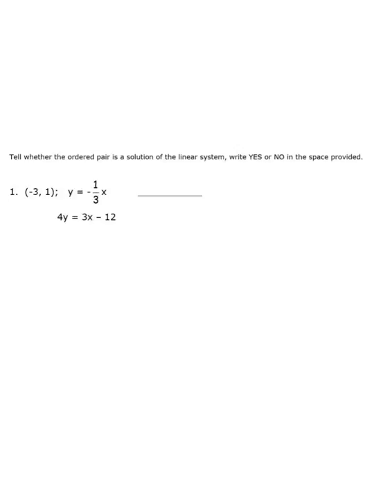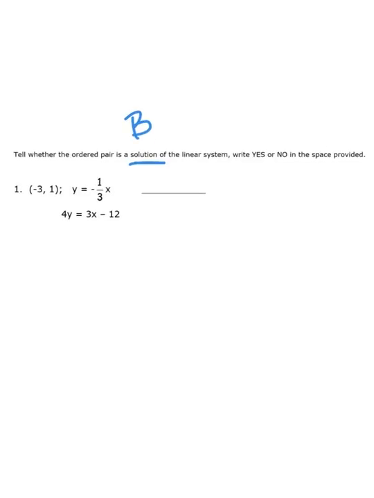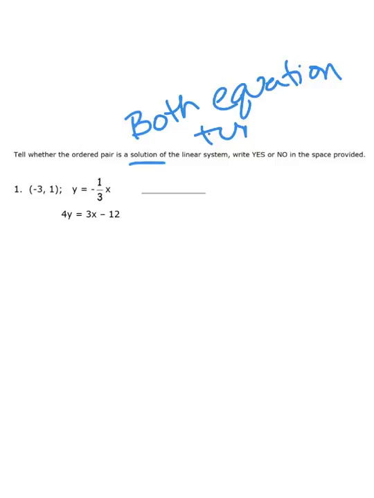In the first problem, we're asked to determine if negative 3, 1 is a solution to the system y equals negative 1/3 x and 4y equals 3x minus 12. For it to be a solution, it has to make both equations true. And the way we determine that is by substituting the values in. So this would be my x, the 1 is my y.